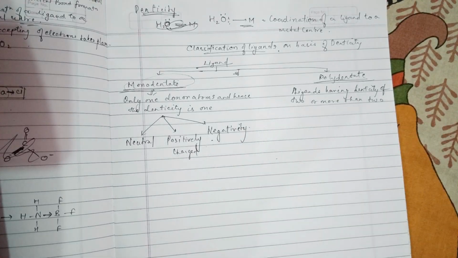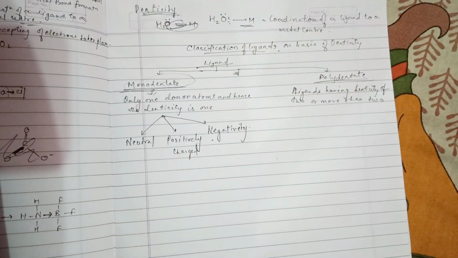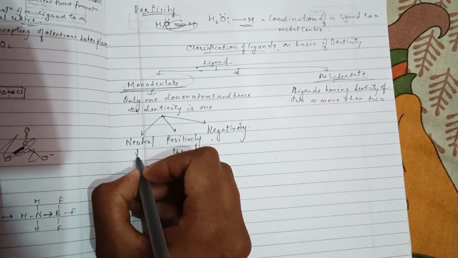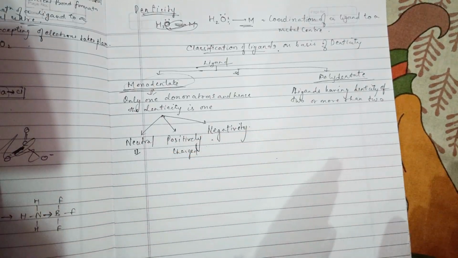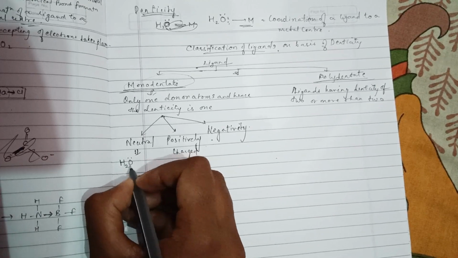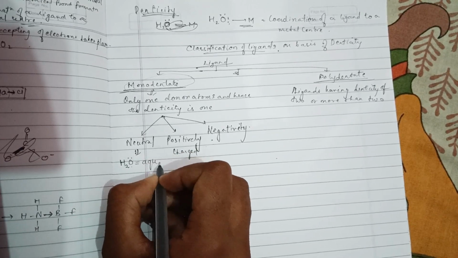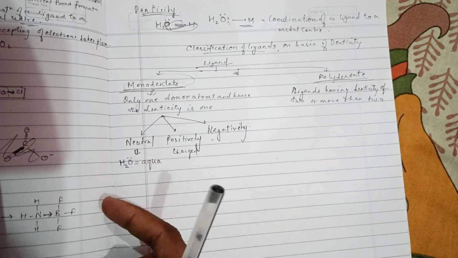Negatively charged monodentate ligands. Okay, now let me give some examples of neutral ligands, then positively charged ligands, and negative. I will write and you write their names as well. I will just tell. Like water, it is also known as aqua. In coordination compounds, this nomenclature is quite different.